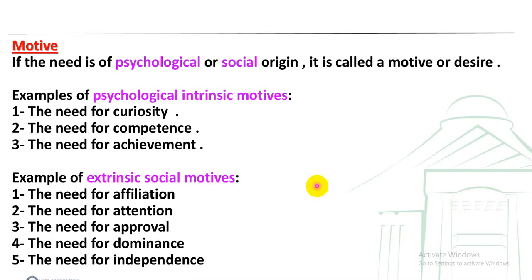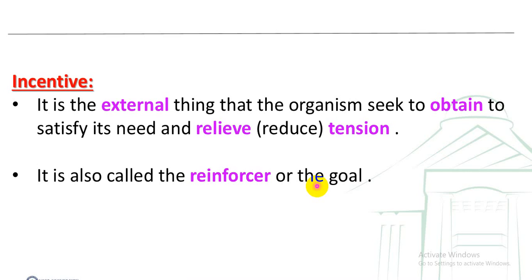And by extrinsic social, we mean such as the need for affiliation, attention, approval, dominance, and independence. But if we are talking about incentive, we are talking about something else. We are not talking about the need itself, but about the external thing that, if you are able to obtain it, will reduce your tension and satisfy your need. It is also referred to as reward, reinforcer, or goal.